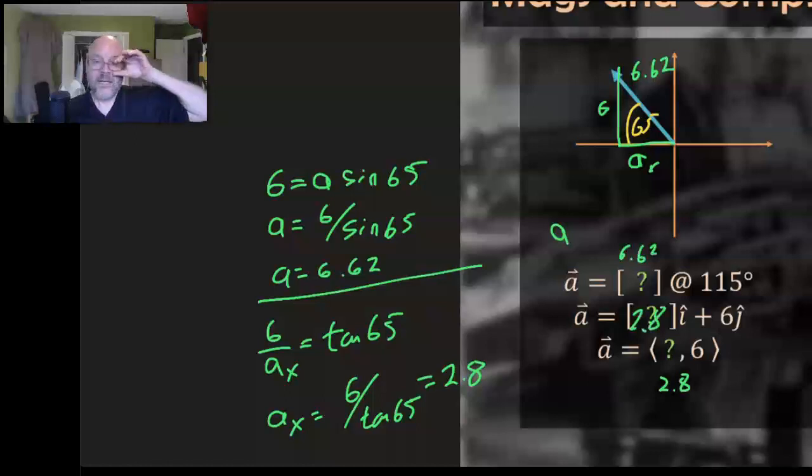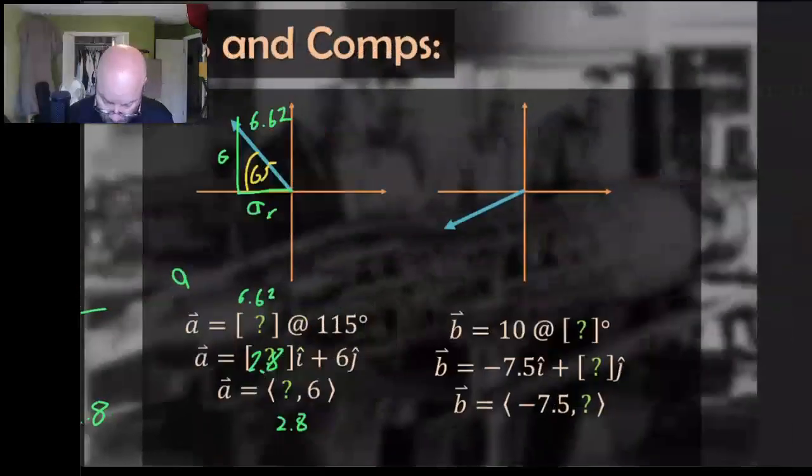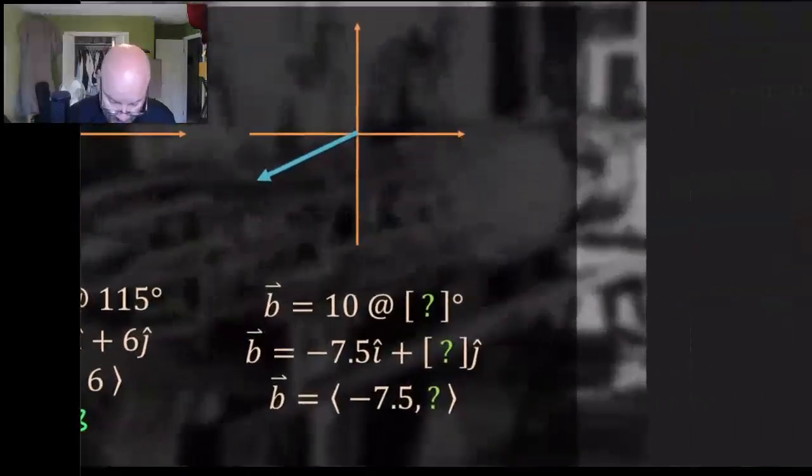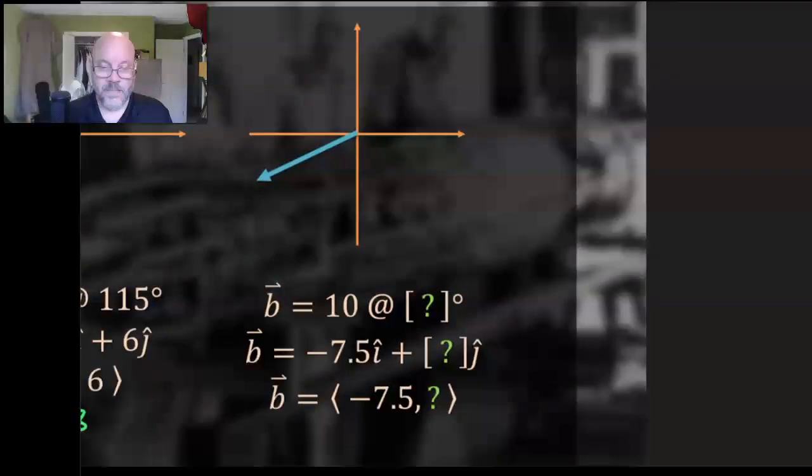Now the other example. Let me do kind of the same thing here for you. This time we know the magnitude: the magnitude of vector B is 10. What we don't know is its angle. But we do know that the x component, B sub x, is negative 7.5.